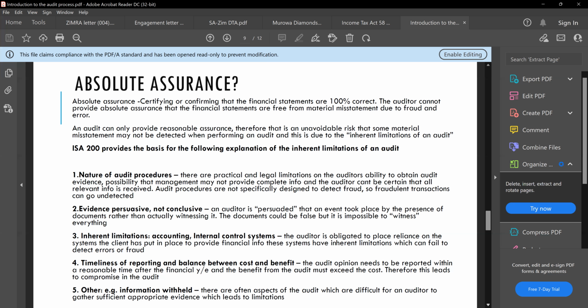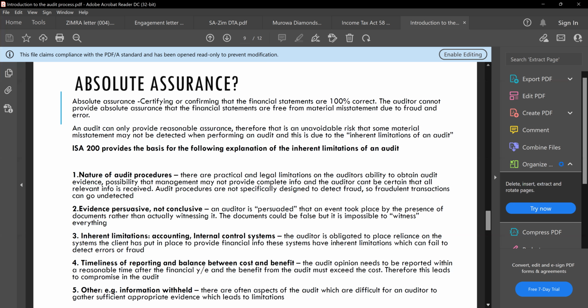An audit can only provide reasonable assurance. Therefore, there is an unavoidable risk that some material misstatement may not be detected when performing an audit, and this is due to the inherent limitations of an audit. So the reason the auditor cannot provide 100% assurance or absolute assurance that the financial statements are 100% correct is because of what we call inherent limitations of an audit.